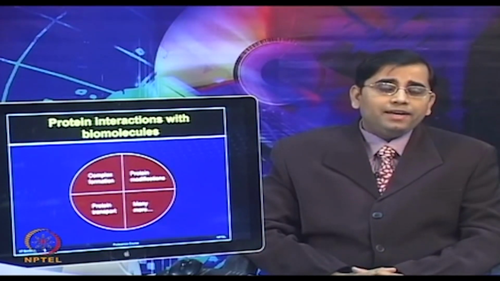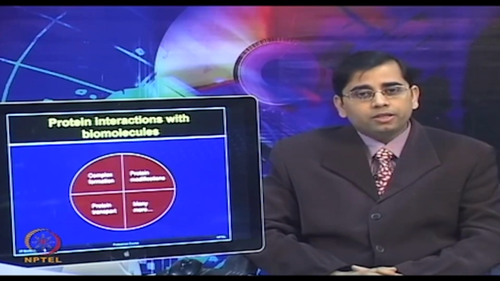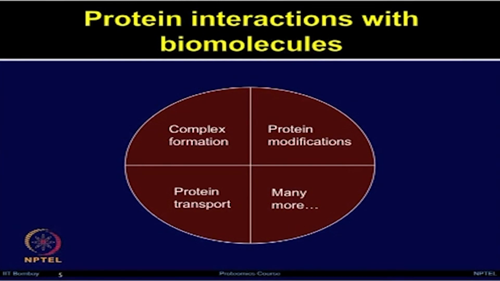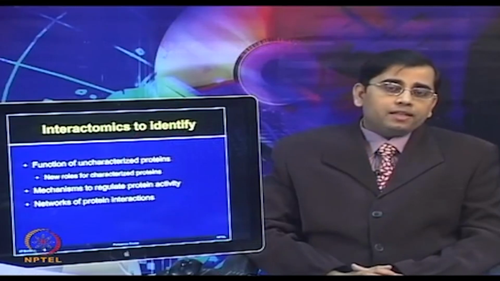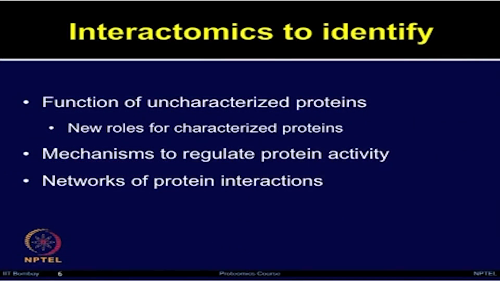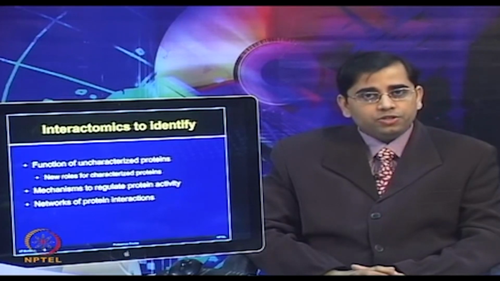So, proteins interact with a variety of biomolecules. The interaction of proteins with other proteins as well as other biomolecules helps to execute their functions. These proteins, after interactions, form complexes, they modify the proteins, they help in protein transportation, and there are many more properties in which they are involved. So, interactomics aims to characterize the function of uncharacterized proteins, so that one can assign new roles to various proteins. The mechanism to regulate protein activity can also be understood by studying the interactions. A network of protein interactions provides very valuable information for biological processes such as signal transduction and different types of pathways in which these proteins could be involved.